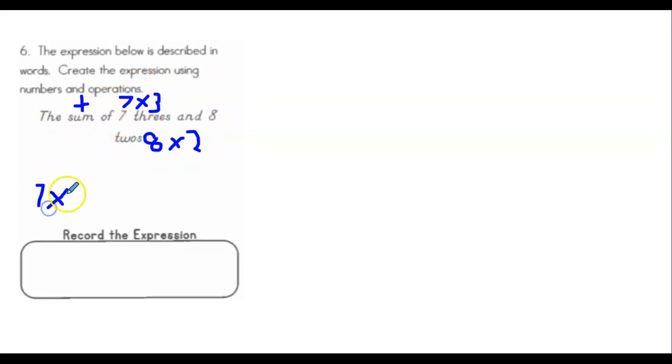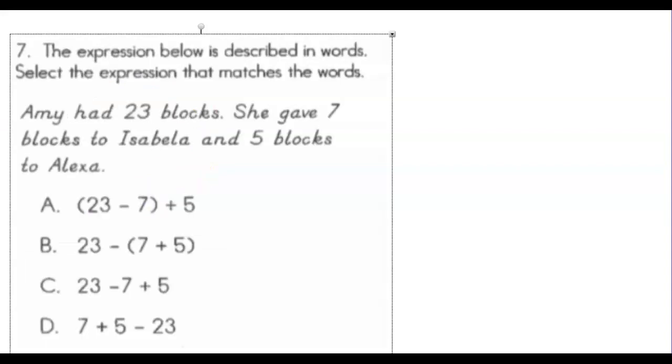So I'm going to write it this way. 7 times 3 plus, having problems writing on this, kiddos, 8 times 2. So now we would have 7 times 3, and we would solve 8 times 2, and then we would add those two together because of the order of operations. Just write that in your box and you're good to go.